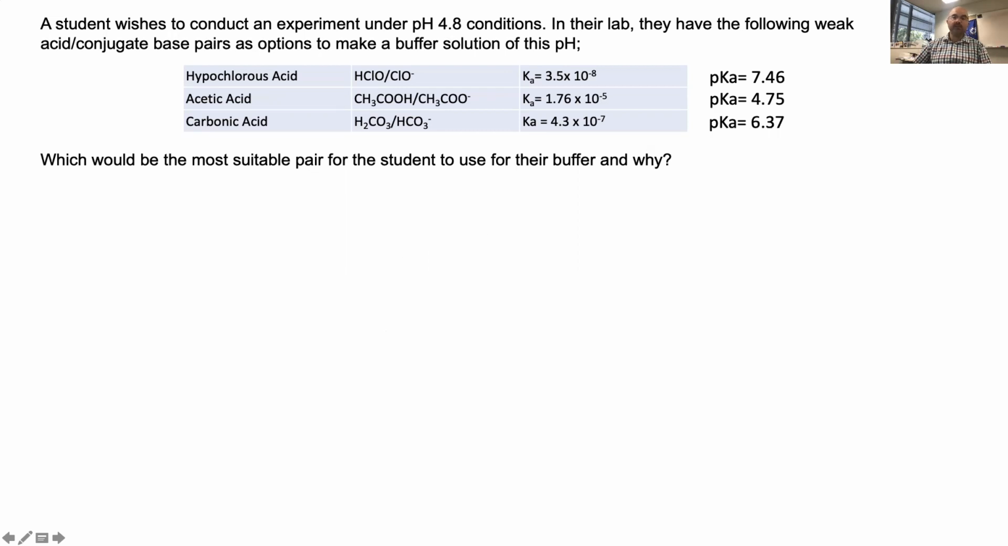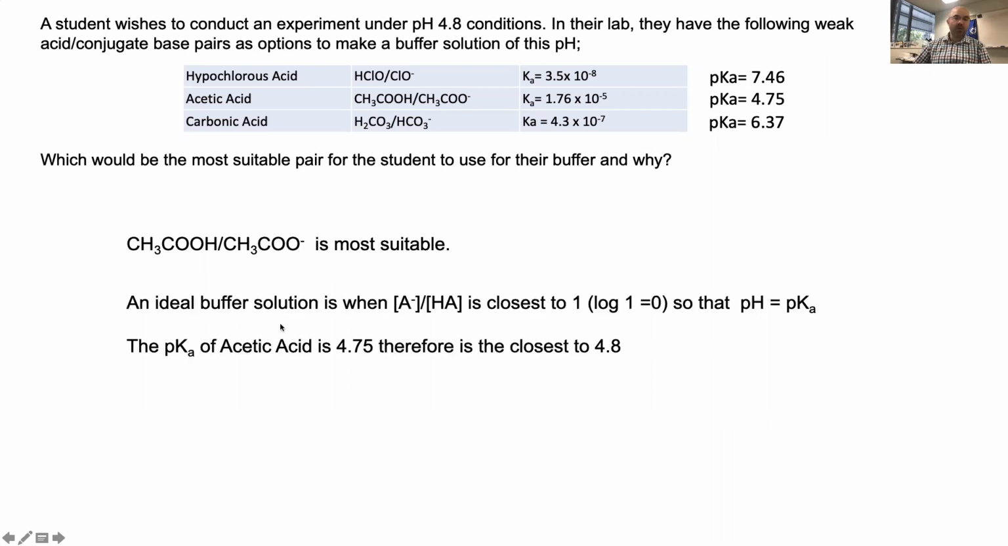And so based on these values here, we can say, because we want a pH of 4.8, the most effective and suitable buffer would be the acetic acid acetate weak acid conjugate base pair. And this is because an ideal buffer solution is when the ratio between your acetate, which is the A minus, and the HA, which is your weak acid, is closest to 1. And so therefore, the pH would be close to the pKa value. And so the closest one in value is 4.75 of the acetic acid.